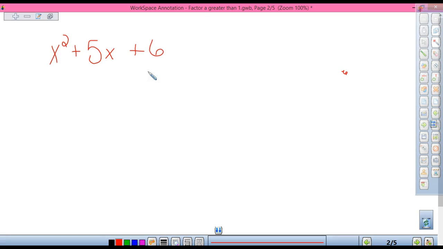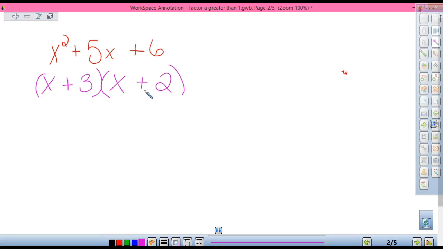Okay, so if we want to factor this, we have our two sets of parentheses, right? What times what gets me to x squared? X and x. So we know that we're going to have x and x, right? What are two things that I can multiply together to get to 6? 3 and 2 would work. Does 3 and 2 add up to 5? All right. So we know that it's going to be a 3 and a 2. What are my signs going to be? A plus and a plus. Yep, they're both going to be pluses.